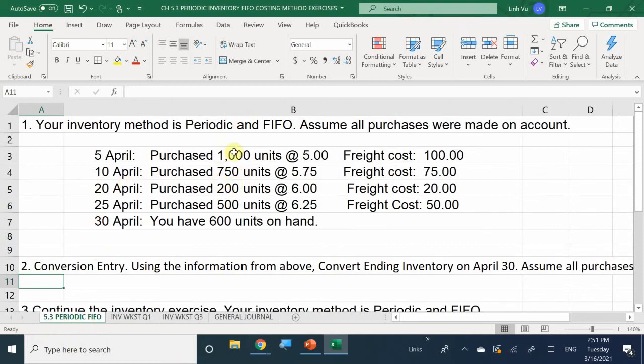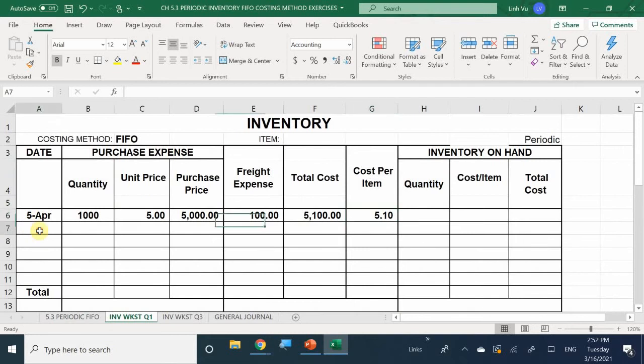Okay, we purchase another 750 units at $5.75 each, with the freight costing you $75. So once again, we're doing April 10. We have 750 units costing $5.75 each, with a freight of $75. So what is going to be my purchase price?